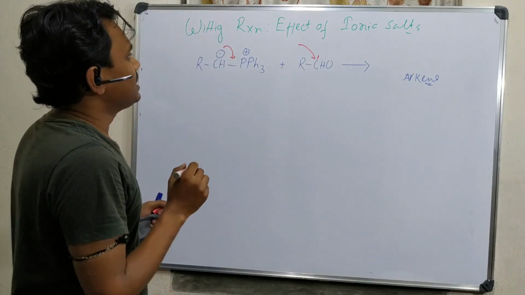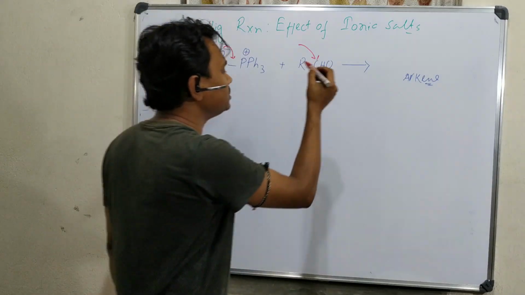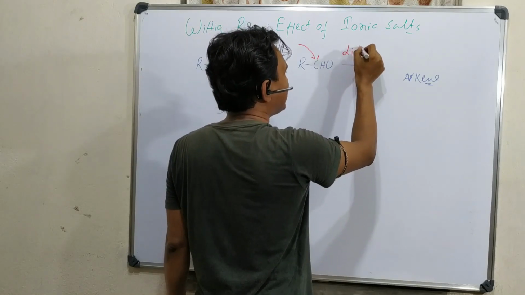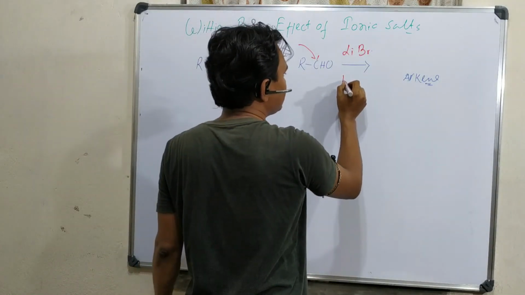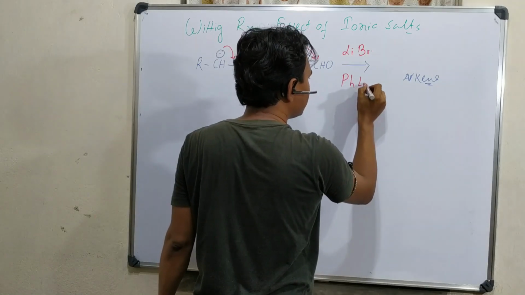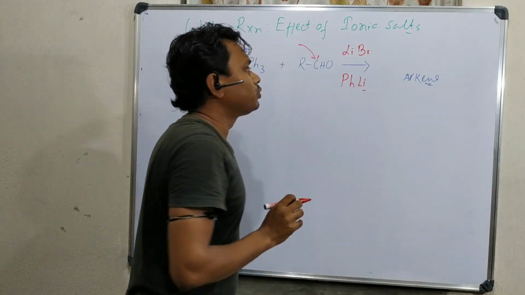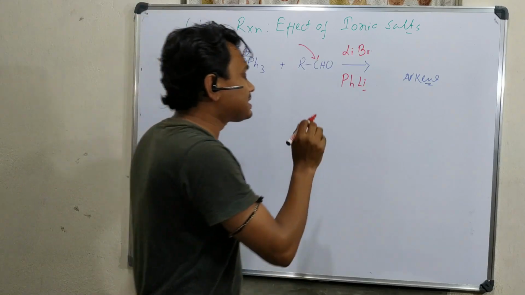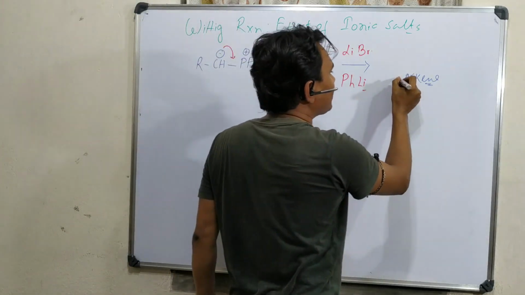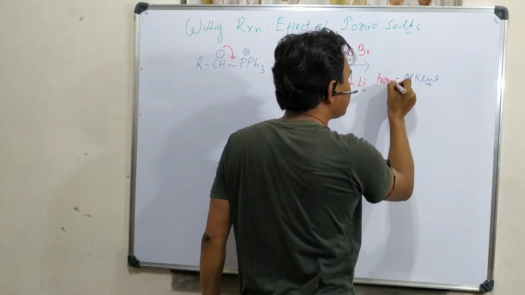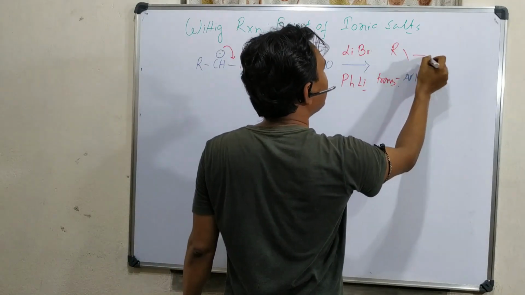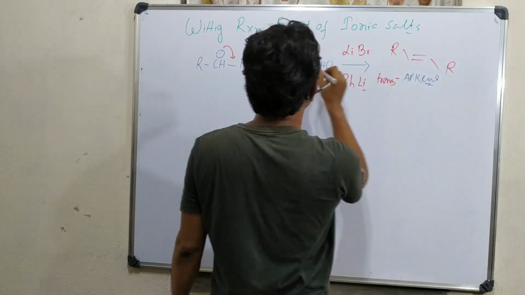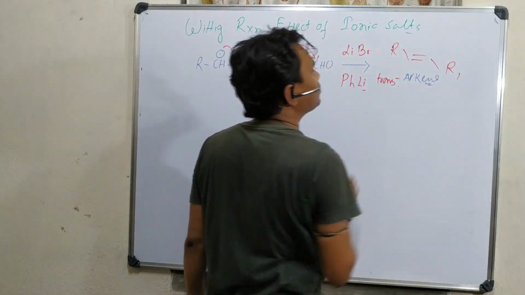So what happens? Addition of one unit of salt like lithium bromide and one unit of a very strong base like phenyl lithium produces selectively not just an alkene, but the trans alkene. What do I mean? If it produces, then it will be R, and let's say this is R1, the trans alkene.